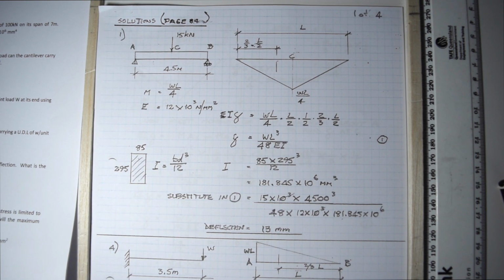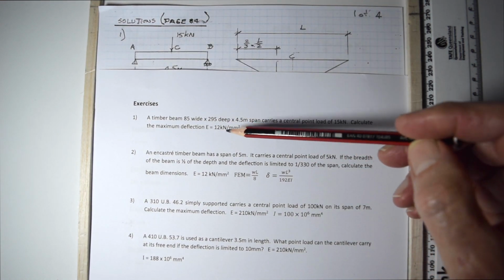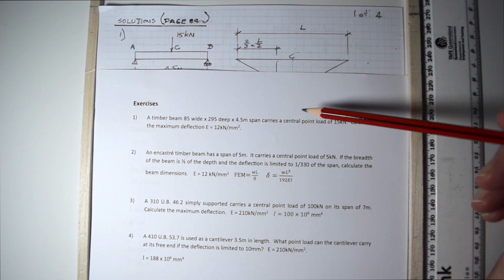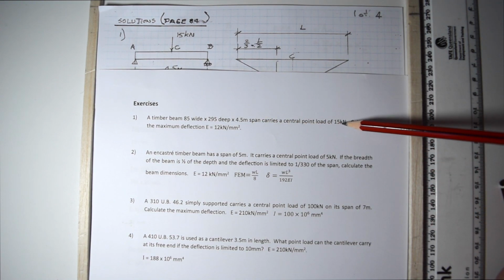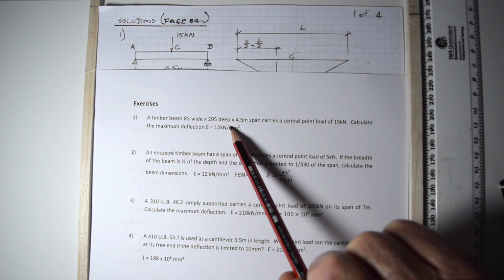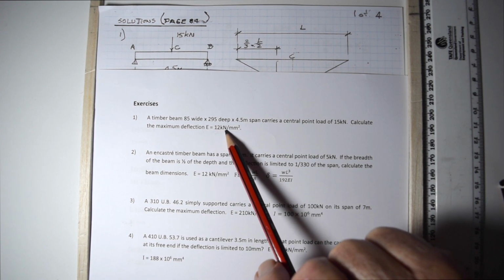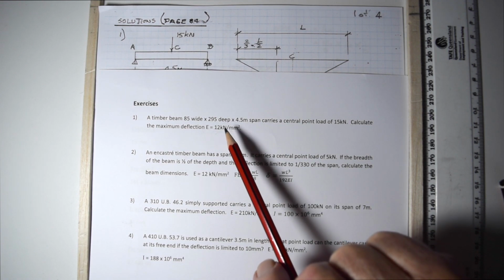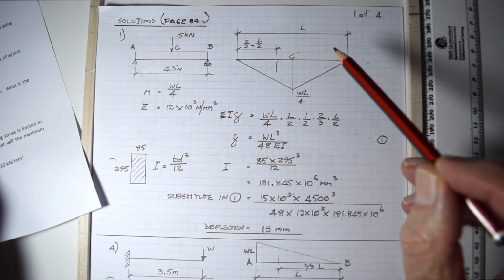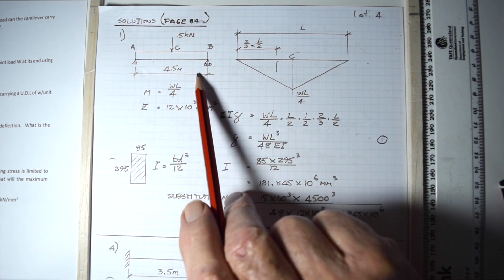Right, so the first question that we're going to deal with: a timber beam 85 millimeters wide by 295 deep, 4.5 meter span, carries a central point load of 15 kilonewtons. Calculate the maximum deflection if the E for timber is 12,000 newtons per square millimeter, or 12 kilonewtons per square millimeter. So there our beam is, 4.5 meter span.